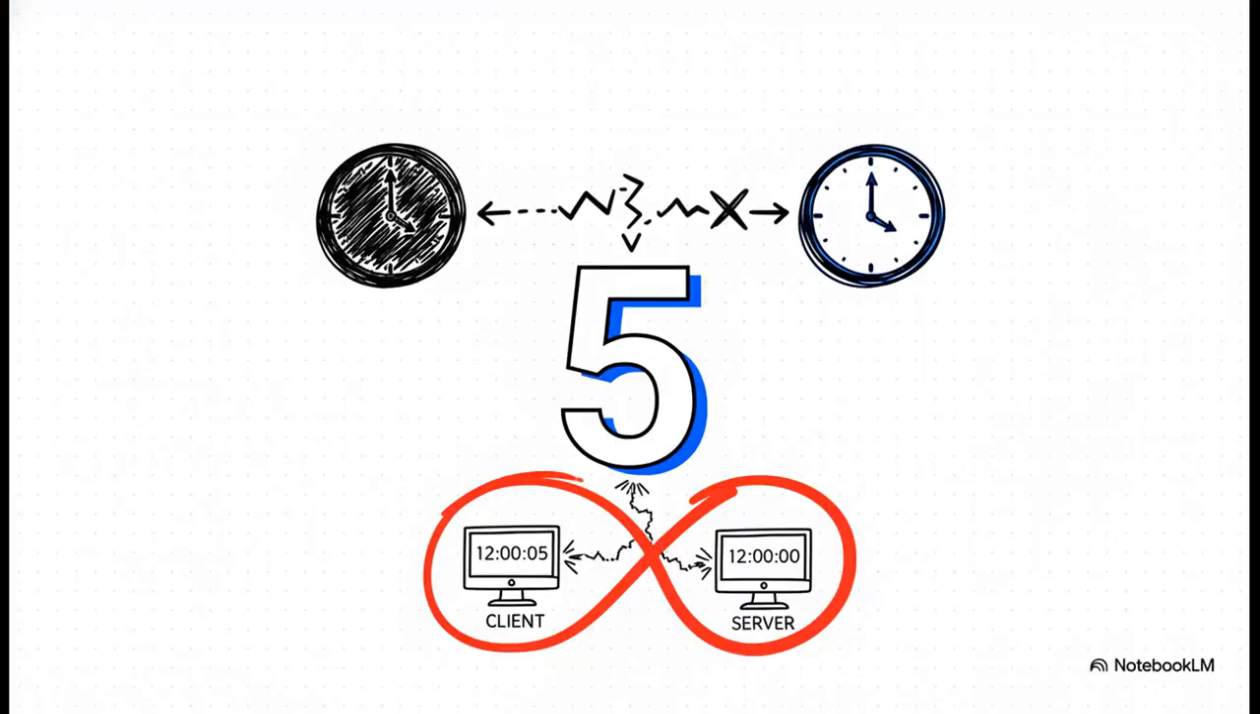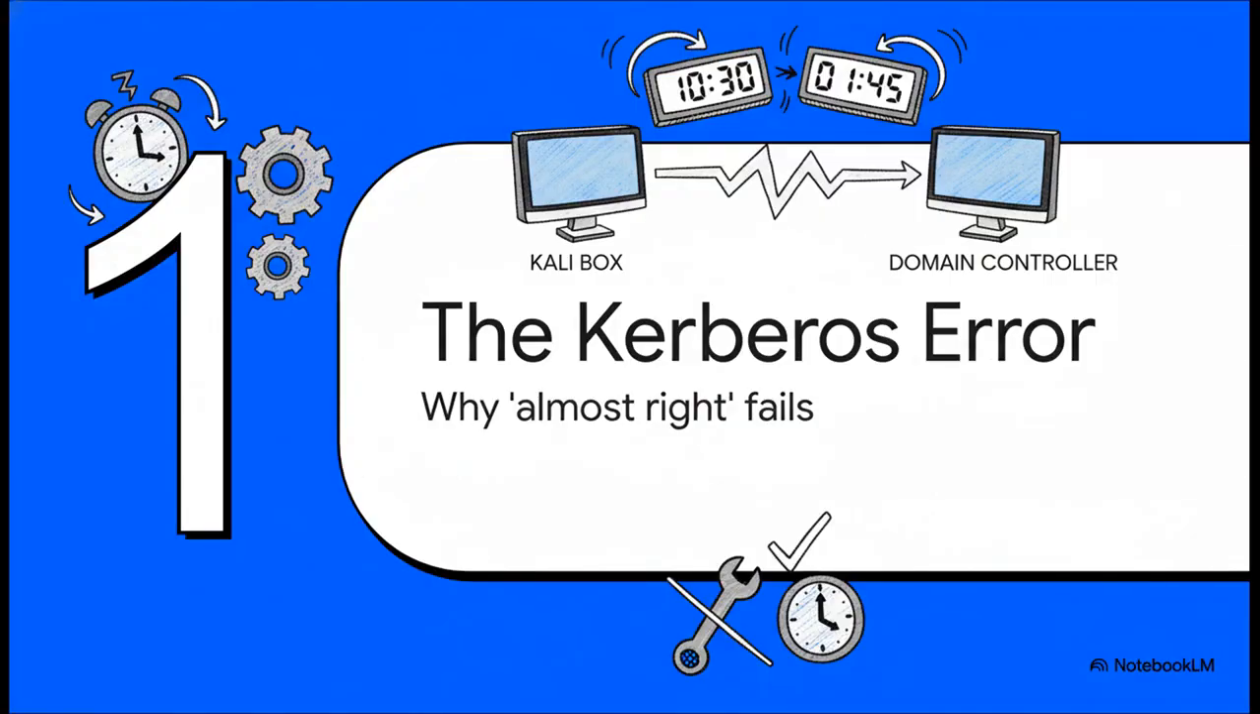Yep, that's it. In most standard Windows domains, the maximum time difference your machine can have with the server is just 5 minutes. If you're off by more than that, even by a few seconds, Kerberos authentication just says nope and fails. So what's really happening here is that your Kali box and the domain controller have, let's call it, a fundamental disagreement on what time it is. And with Kerberos, being almost right is the same as being completely wrong.